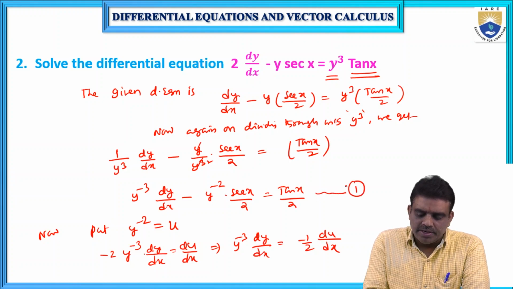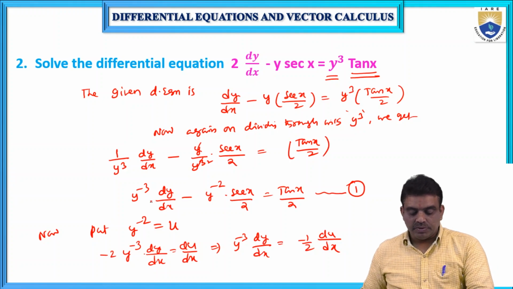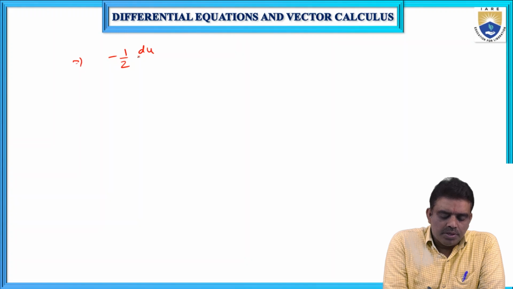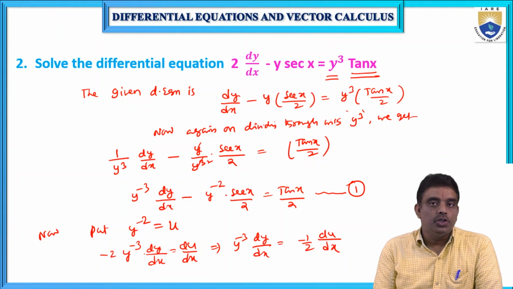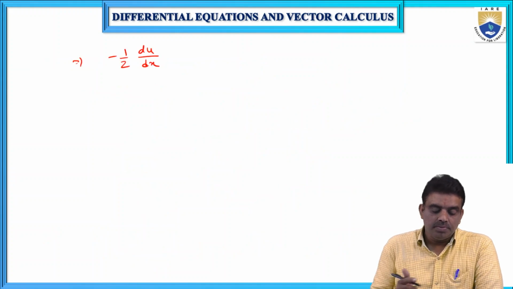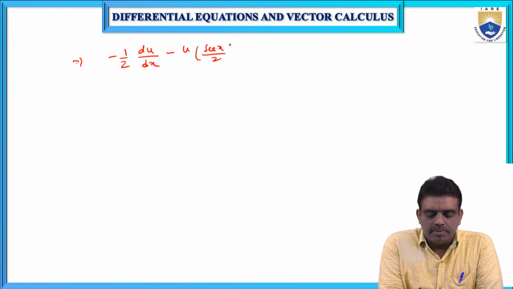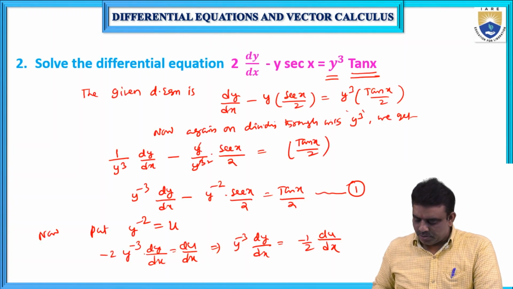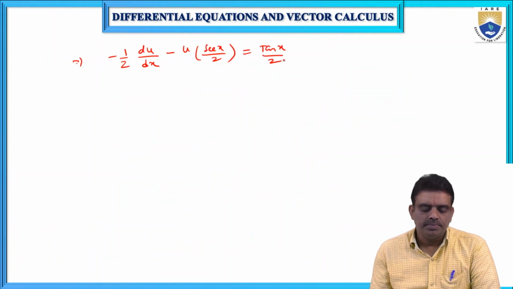So, substituting in this equation, we get y power minus 3 dy by dx as minus 1 by 2 into du by dx, that is the first term. Second term, minus y power minus 2, that means u, into secant x by 2, and the right side is tan x by 2, is equal to tan x by 2.